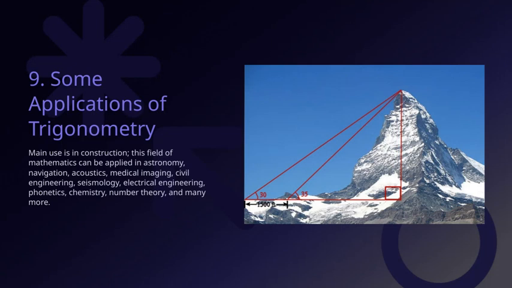The main use of trigonometry is in construction, where it helps in designing and building structures accurately. But its applications go far beyond that. This field of mathematics can also be applied in astronomy, helping us understand celestial movements and distances. It's essential in navigation, aiding in determining positions and plotting courses. Trigonometry plays a vital role in acoustics, improving sound quality and designing auditoriums.